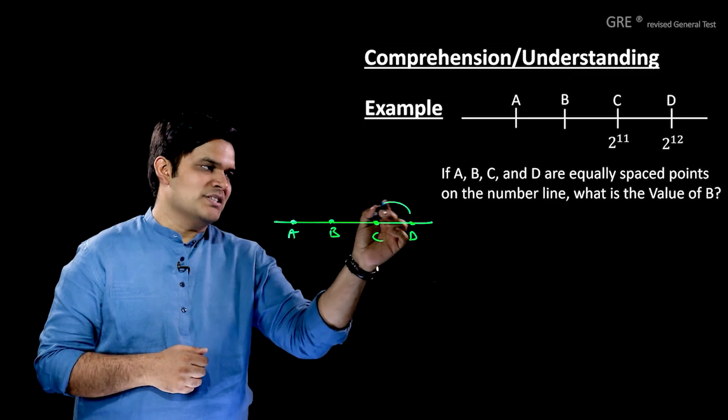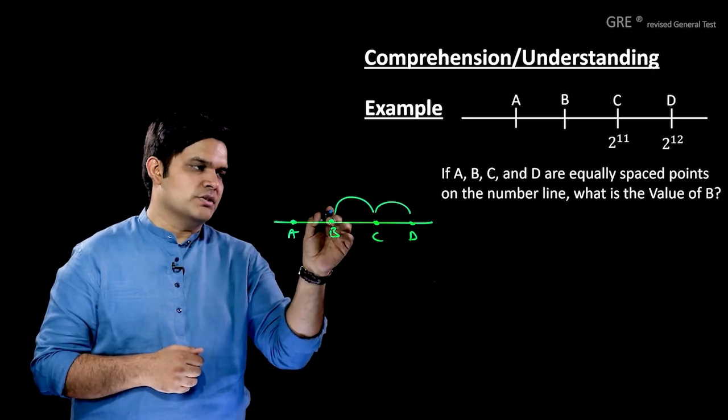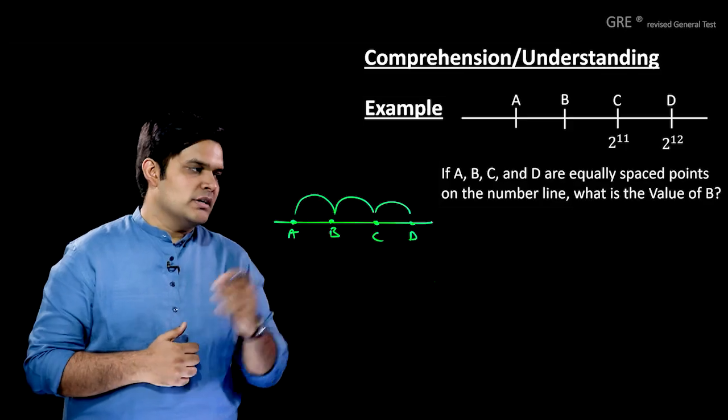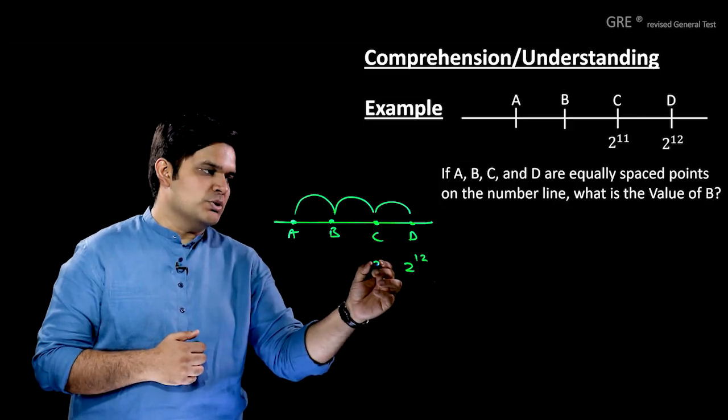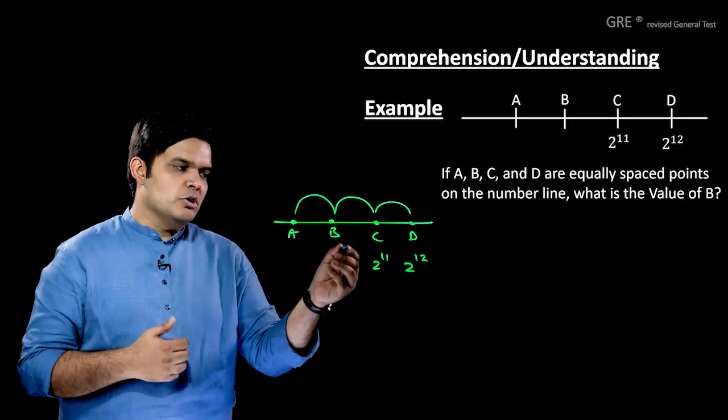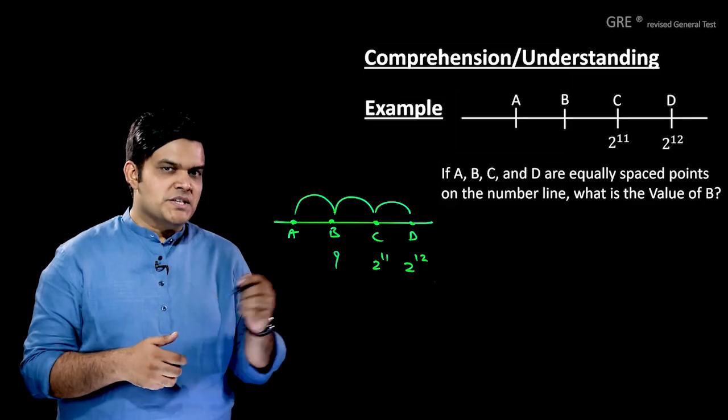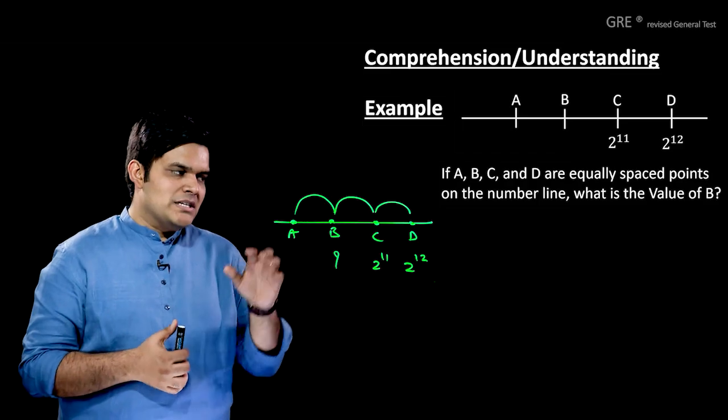which means the distance here is going to be the same as the distance here, which is the same as this one. D is given as 2 raised to the power 12 and C is 2 raised to the power 11. What is going to be the value of B? Which means here I'm looking for the value of B.